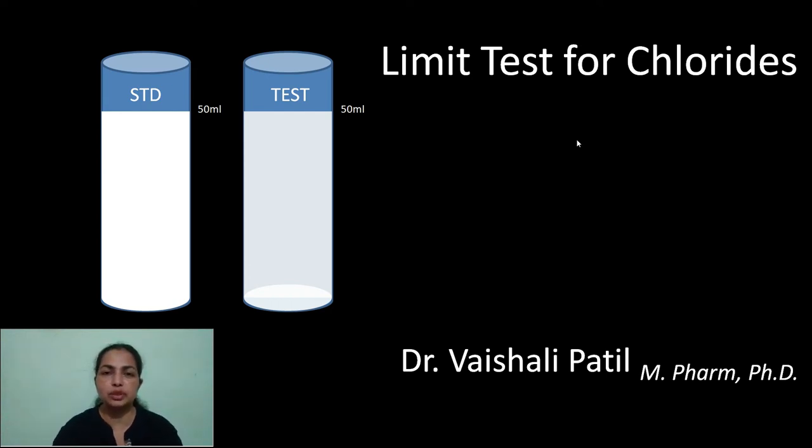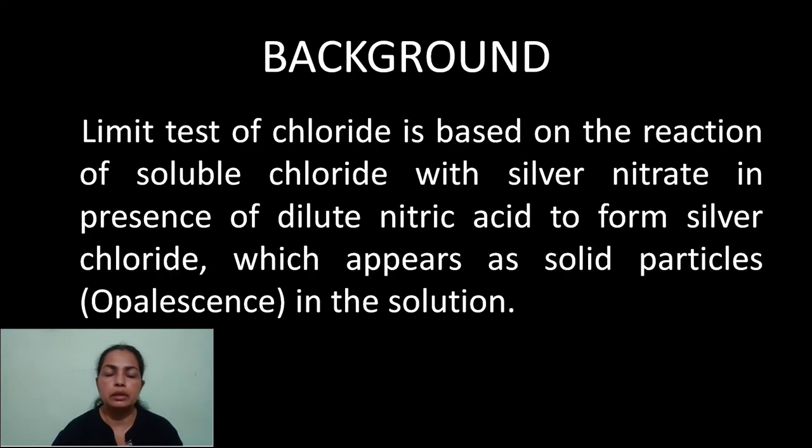This is my first video for inorganic pharmaceutical chemistry. So in this video we will go through the limit test for chlorides. Limit test for chloride is a method of quantitative or, you can say, semi-quantitative analysis for the presence of chloride ion in pharmaceutical substances. The principle behind this test is very simple. It is based on the reaction of chloride with silver nitrate in the presence of dilute nitric acid.